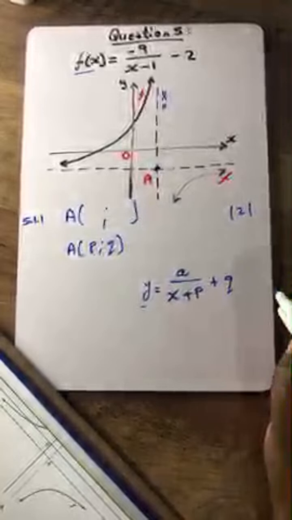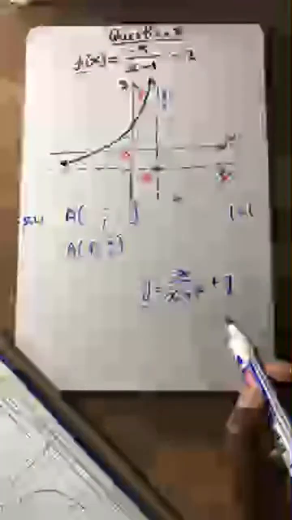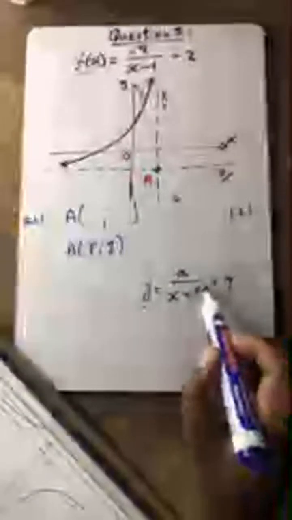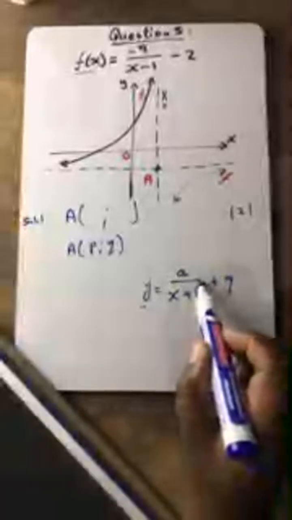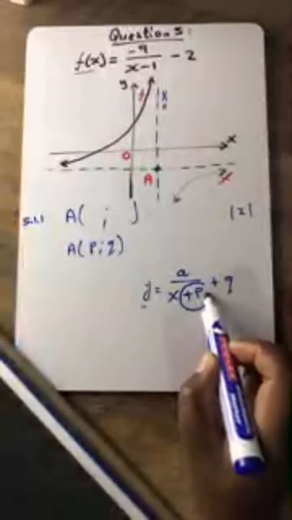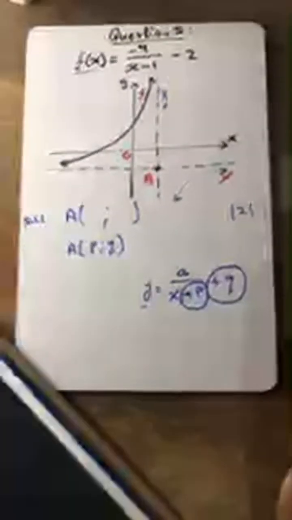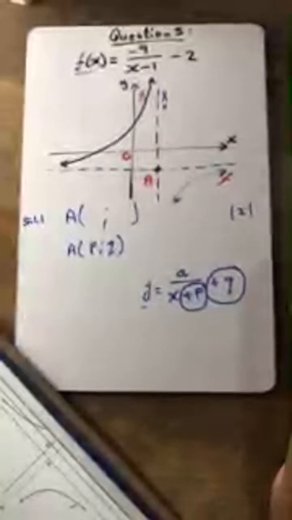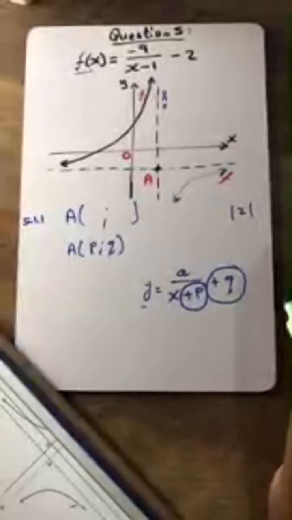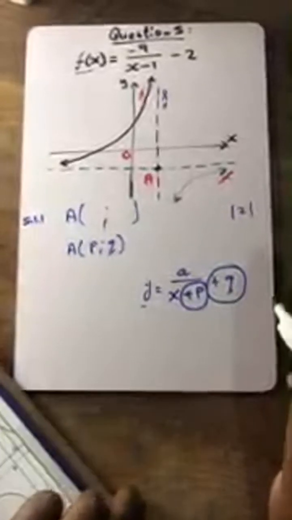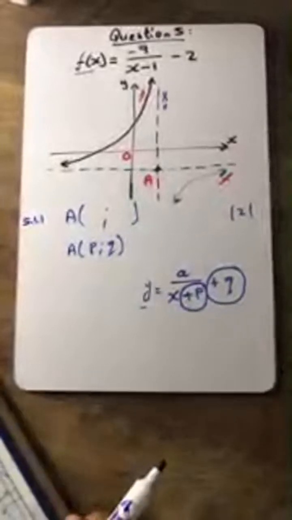The reason why I had to do that is so that you are able to check what the value of your P is and what the value of your Q is. Ngwana Mamecha is there.